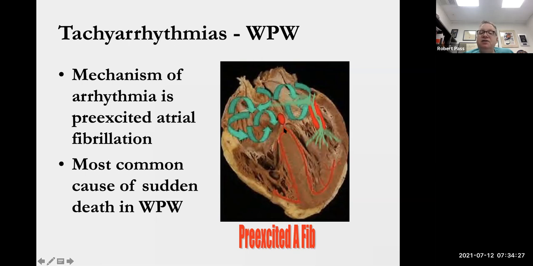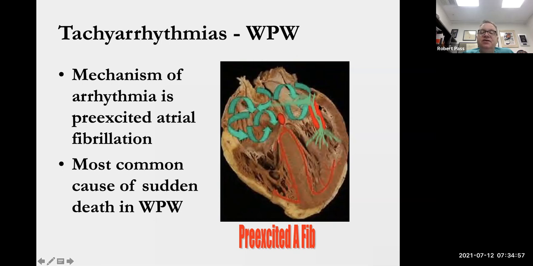And the AV node and the bundle of His really cannot conduct much above 200 beats per minute. So patients who have atrial fibrillation, typically they can tell they're in it because their heart is beating rapidly and irregularly. But as a general rule, in the short term, you do not die from AFib. However, if you have WPW, that means, of course, that you have another mechanism via the accessory pathway for the impulse to be conducted from atrium to ventricle.